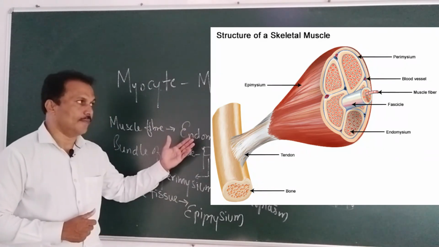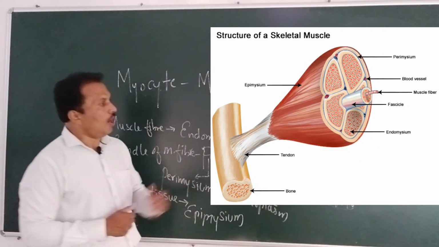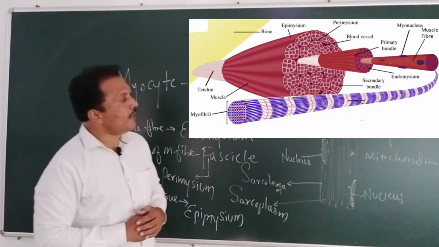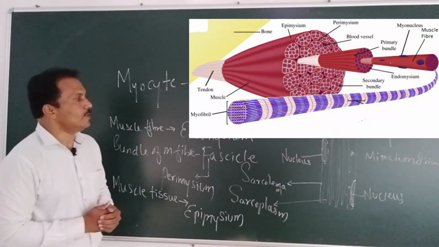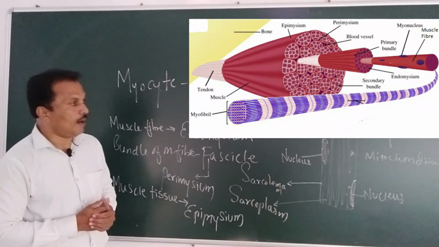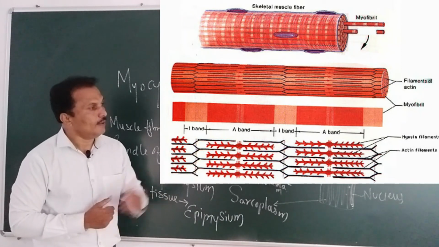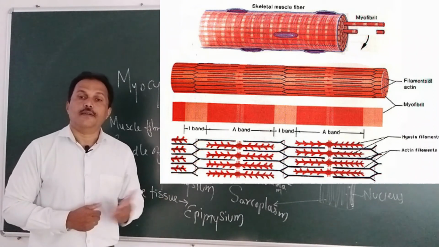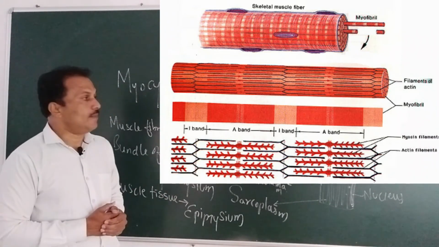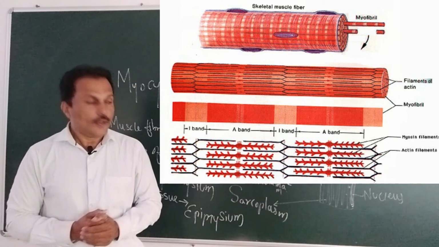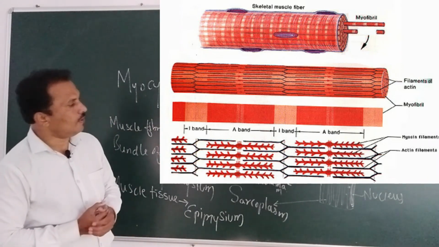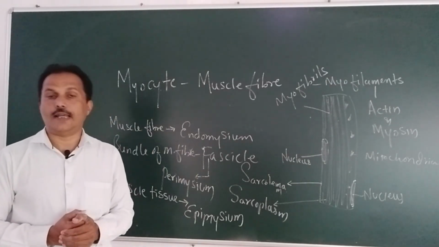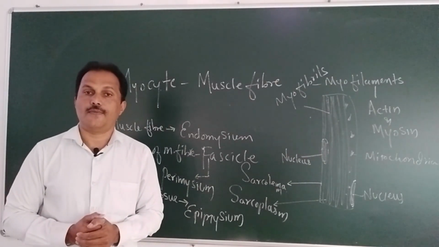If you just concentrate on the muscle fiber, it is made up of myofibrils, and myofibril is made up of myofilaments. Further, myofilaments are made up of myosin and actin, which are responsible for the contractile property of the muscles. So this is a very good diagram, you can have a look and go through. So this is about the muscle cell and the structure of muscle tissue.